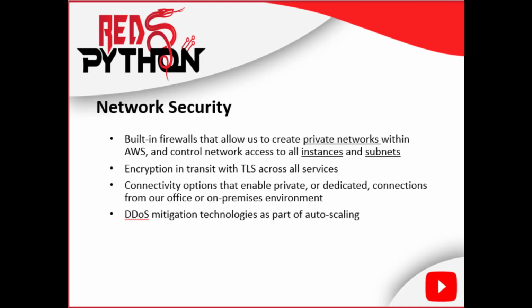Discussing network security, the most important thing to highlight is the built-in firewalls, where you can control who has access to your instances. The firewalls will allow you to create private networks within AWS and control access to all the subnets you own. Encryption is by default turned on between these instances. You as well have the option to connect remotely to your AWS environment from your on-prem environment. And on top of that, AWS provides DDoS mitigation technologies as part of auto-scaling.